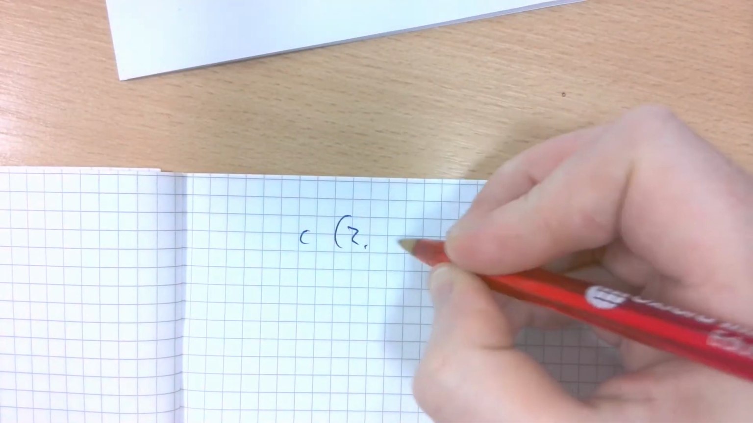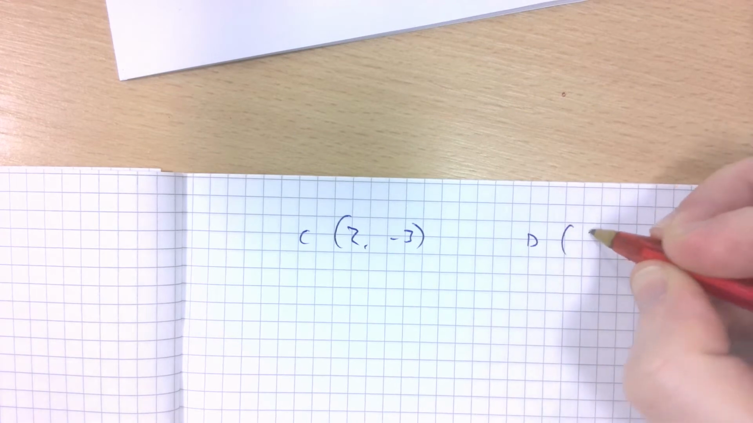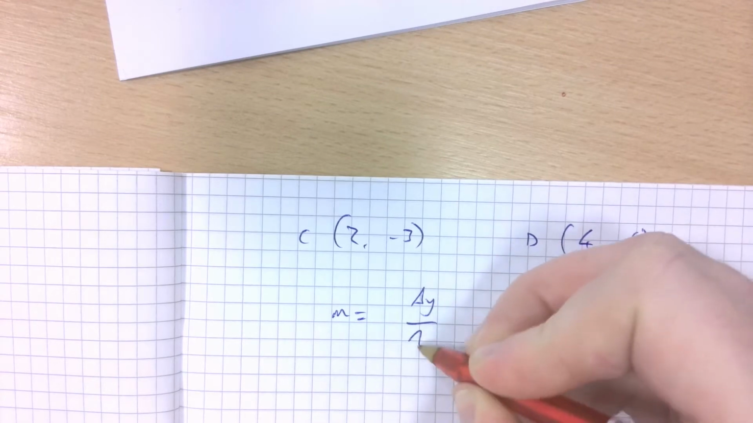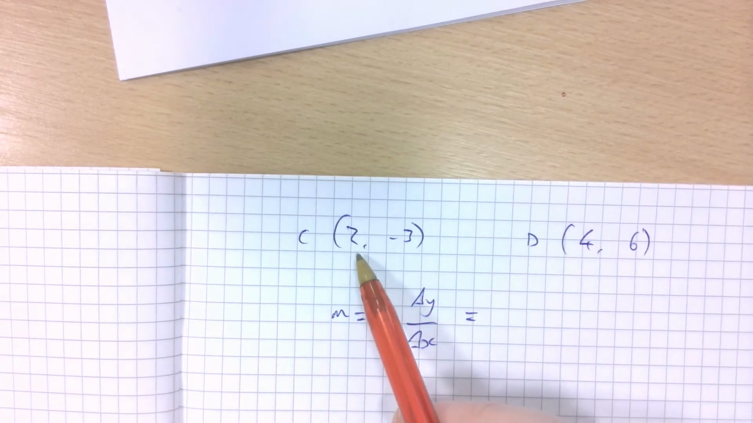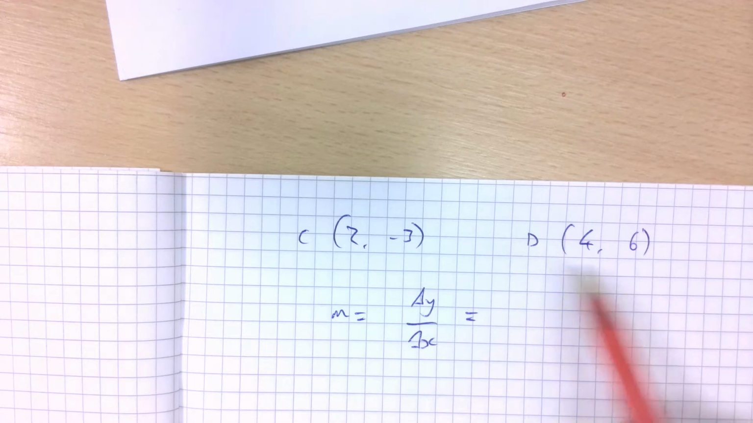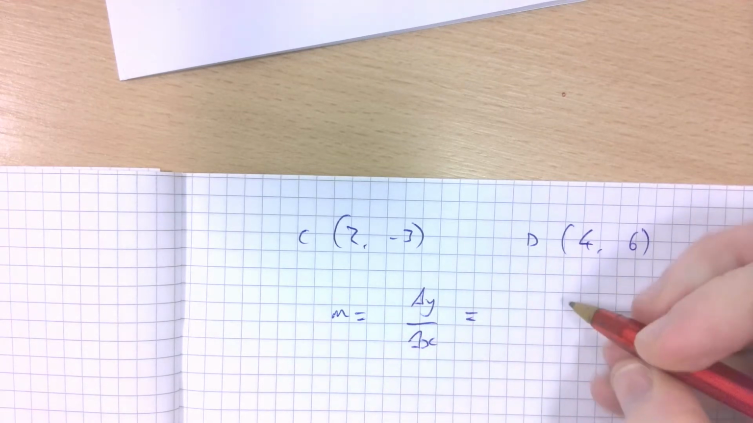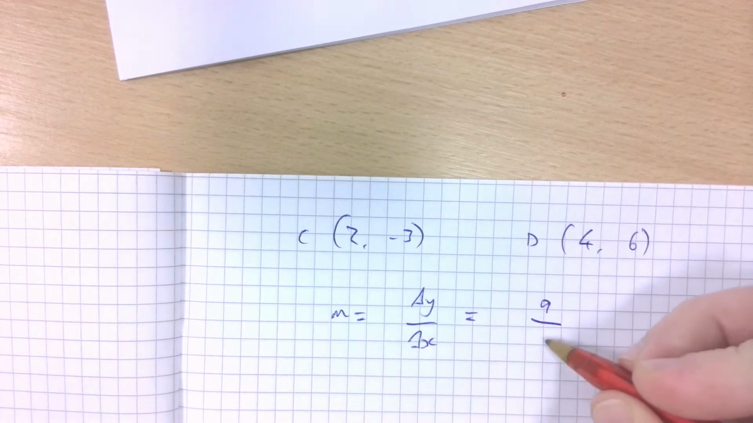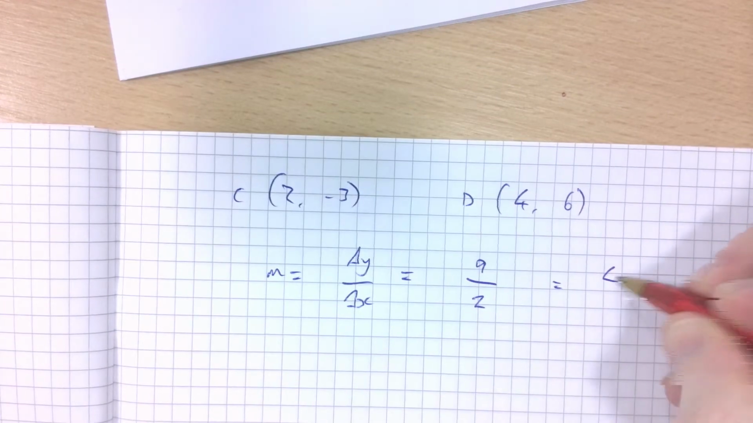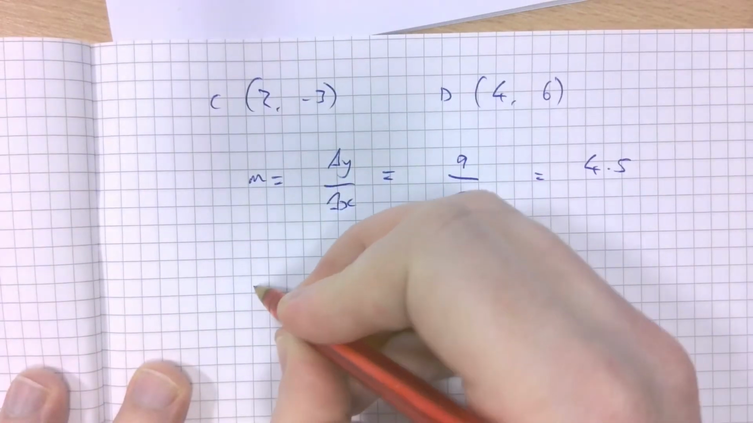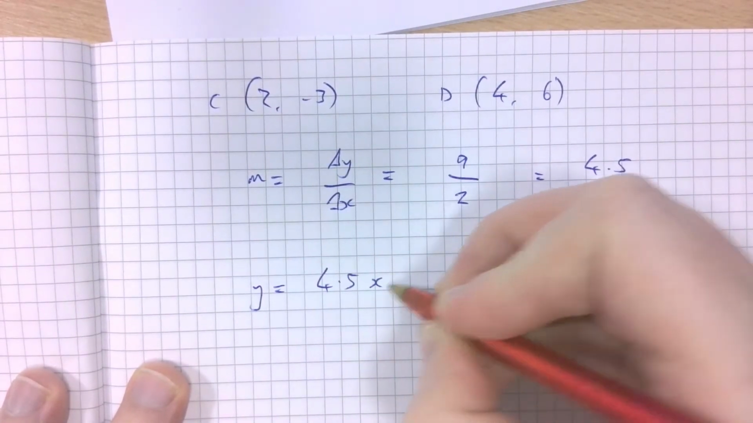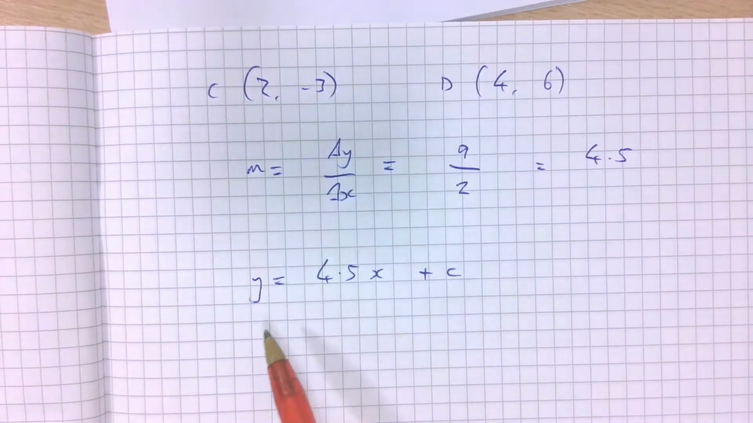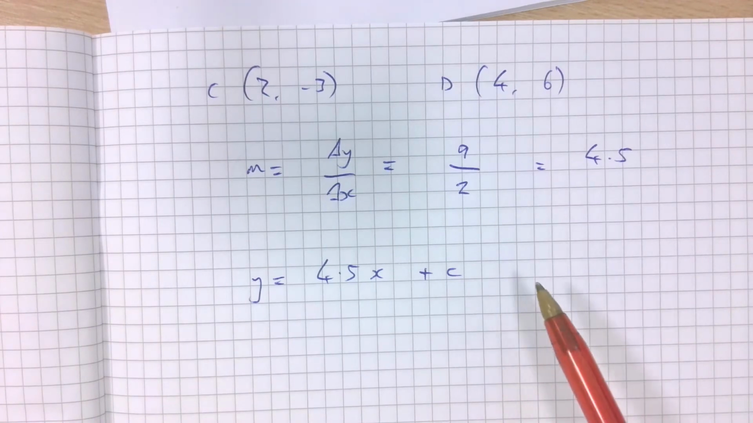Point C is 2, -3, and point D is 4, 6. The gradient, as we've done before, is the change of y over the change in x. Remember, these are the x numbers here, and these are the y numbers here. What's happening to the y numbers? The y number is increasing by 9, and the x number, 2 to 4, is increasing by 2, making the gradient 4.5. So, y equals 4.5x plus c, and obviously y equals mx plus c. So far, so good.